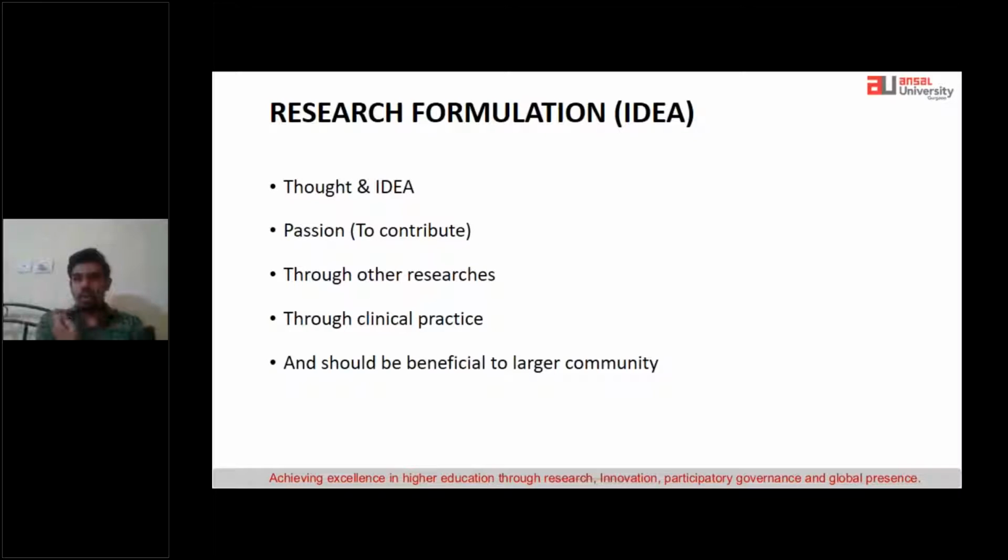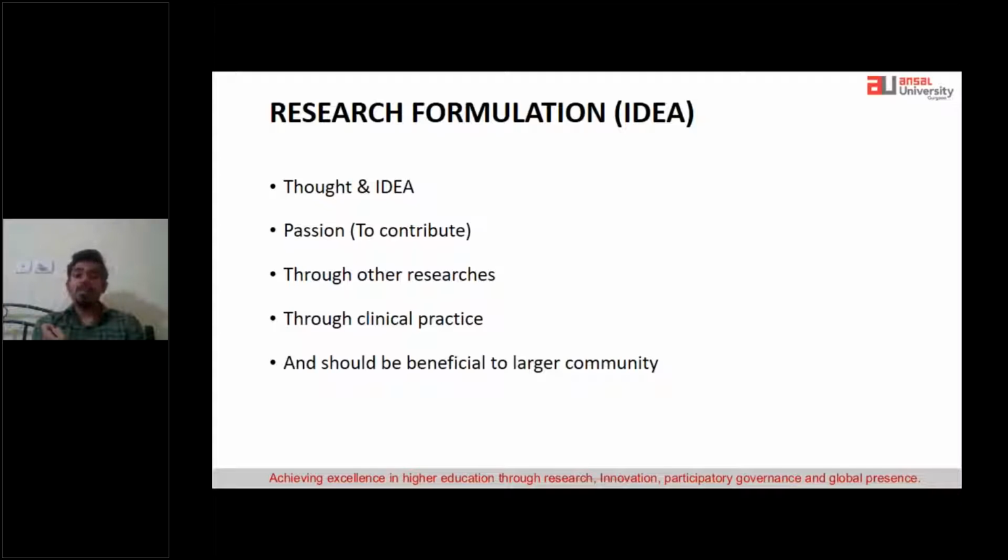So now after all this, how can we start? As I said, the first point was research formulation, or how you generate the idea, or how you generate the problem. It basically comes from your thoughts and ideas. How can your thoughts and ideas come? Either you are passionate about contributing something to your profession, or contributing something new to science, or anything like that. People who keep on thinking or try to look at things from a different aspect.